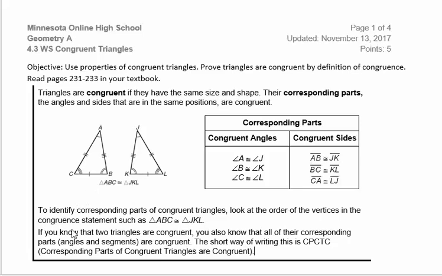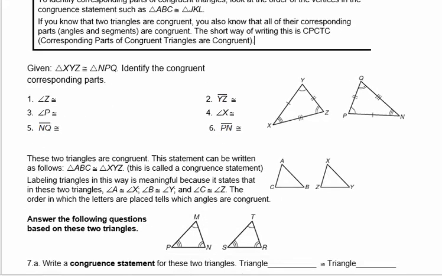So if you know that two triangles are congruent, you also know that their corresponding parts are congruent. And we'll look at a whole section where we do CPCTC, corresponding parts of congruent triangles are congruent, in a couple sections. So here we have our first problem.